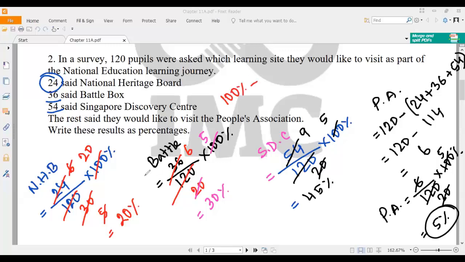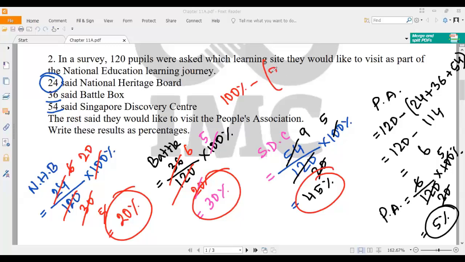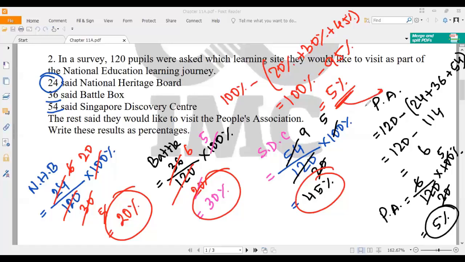Now, if we subtract these, suppose 20%, 30%, and 45%, then what do we get? We can find 100% minus 95%. So 100 minus 95 will be 5%, and that is the percentage of the students who would like to visit the People's Association. I hope you understand this question properly.